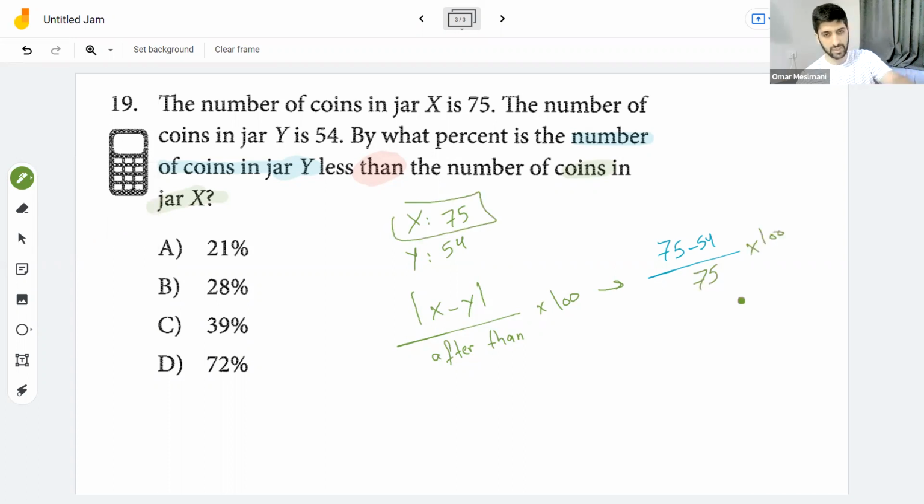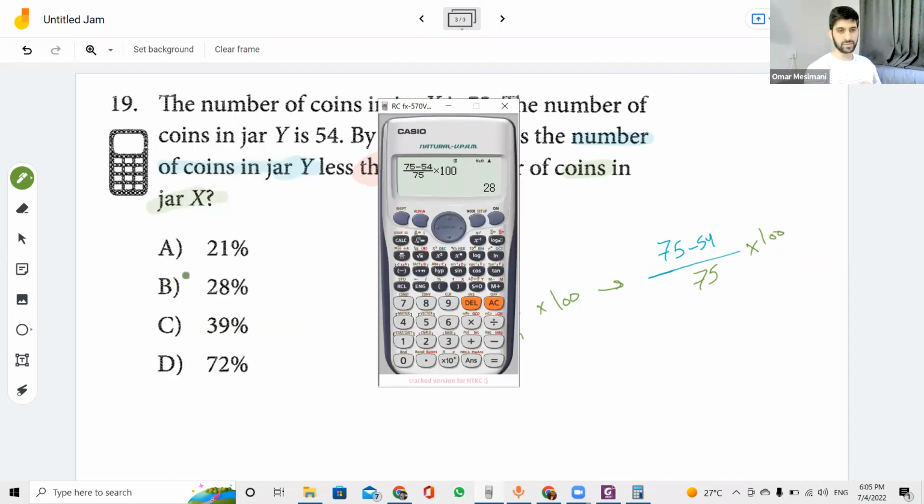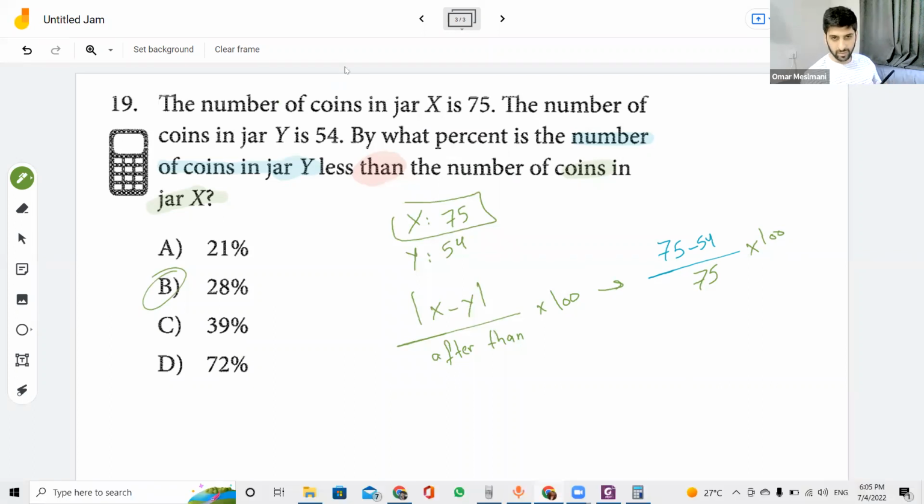And now I'm going to use a calculator, and I'm saying this fraction, 75 minus 54 over 75 times 100, and equals 28, and the answer is B. All right, now I guess you got over 54, that's why you got the C, is it? Careful, always. I told you the formula always follows after "than". That's why we did x minus y, not y minus x.